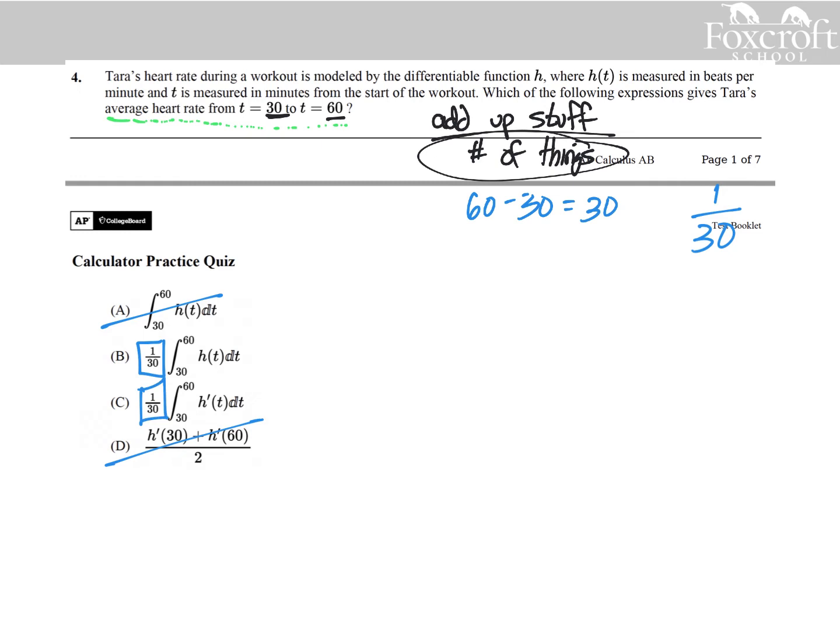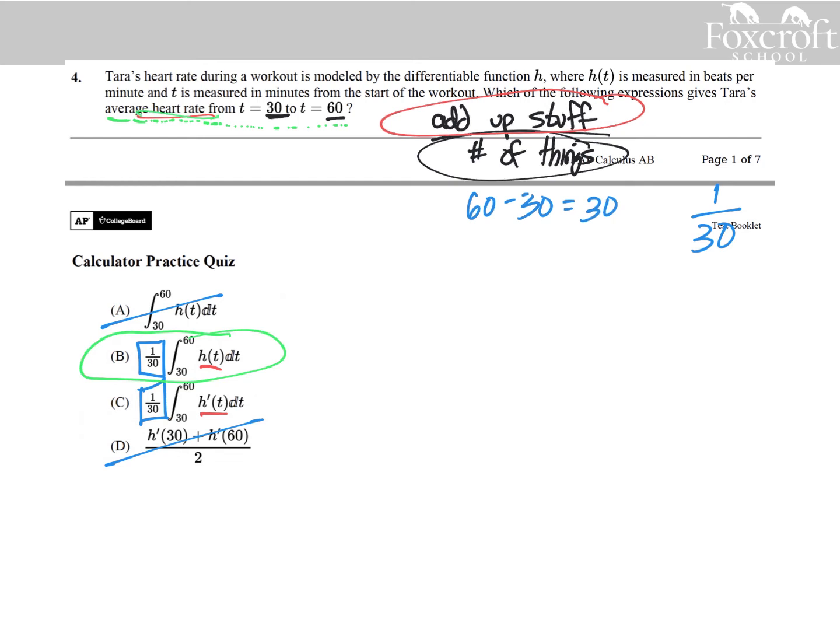And then the only difference between these two answers is one has the derivative and one doesn't. And if we're adding up stuff, adding up from our original function, then we're just going to use the original function, which means B is our answer. All right, so the average value of a function does not use the derivative.